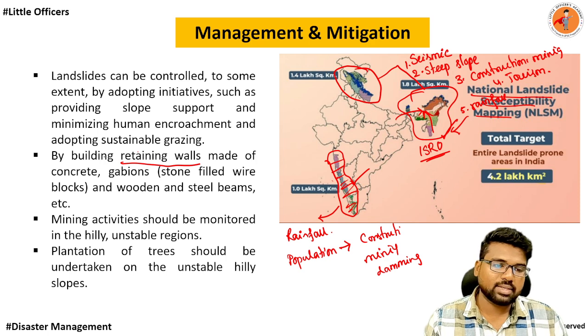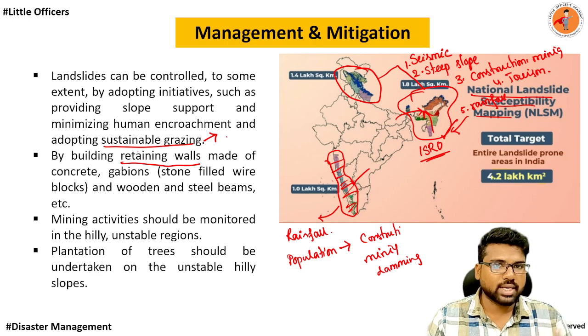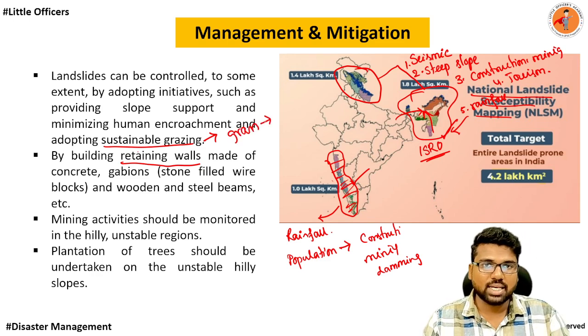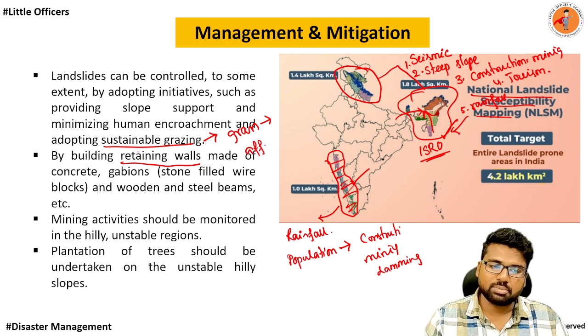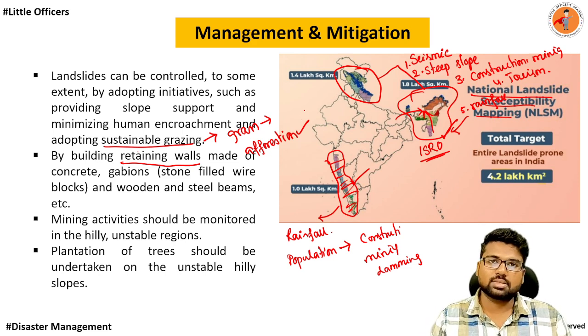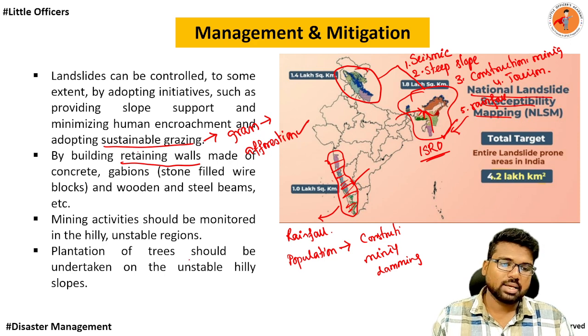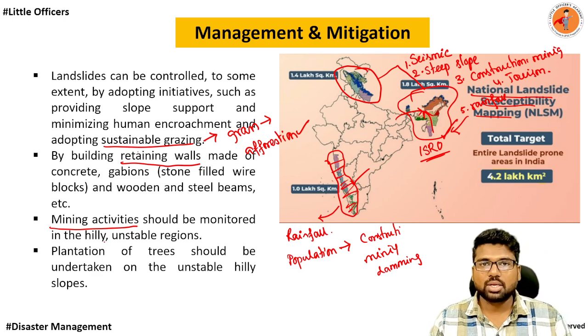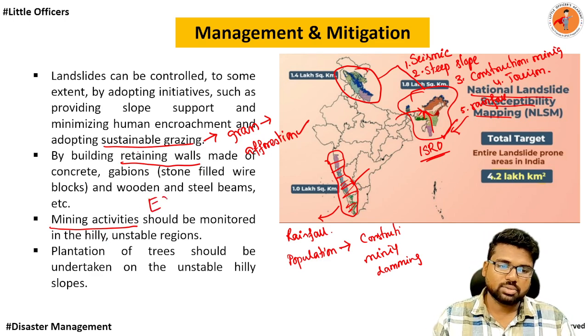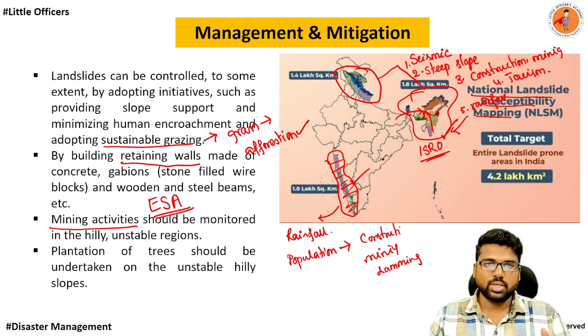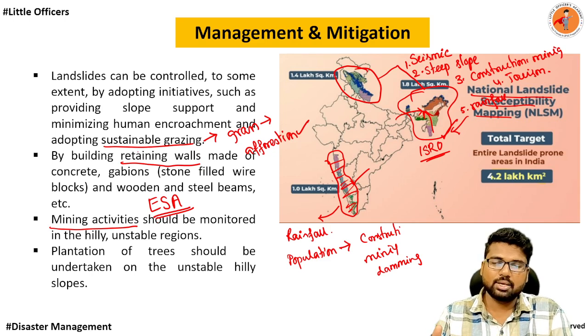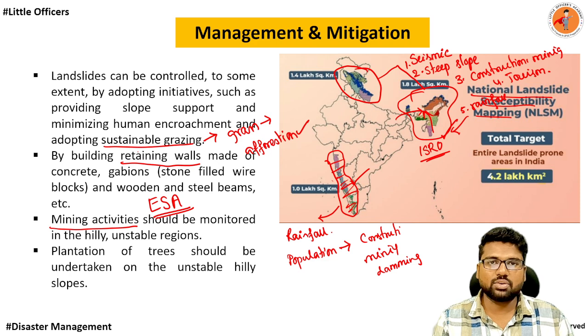Sometimes we can even take sustainable grazing methods where controlled grazing can be done so that the grass can provide extra anchoring to the soil, or mass plantation or afforestation can be taken in order to provide extra strength to the soil, so that weak soils or loose soils can be avoided for construction or mining or some other activities. Mining activities can be closely monitored and regulated, or eco-sensitive areas can be set up within those vulnerable locations, particularly in the biodiversity rich areas. In the vicinity of it, you can create an eco-sensitive area, or plantation of trees, which I have already discussed.